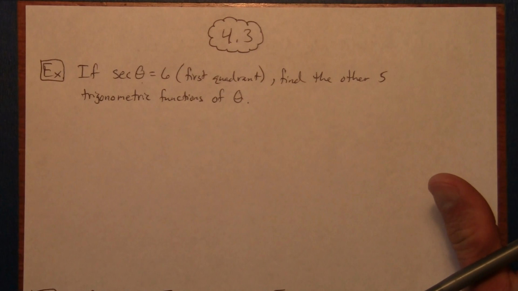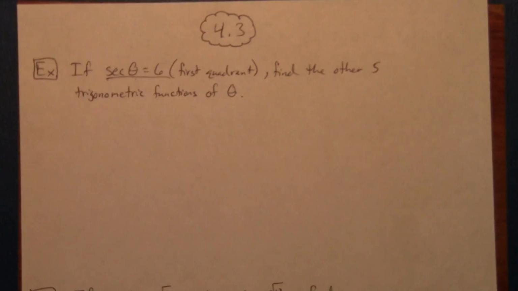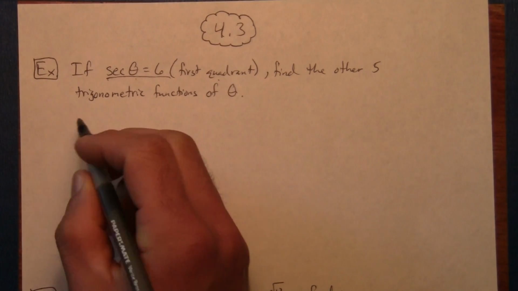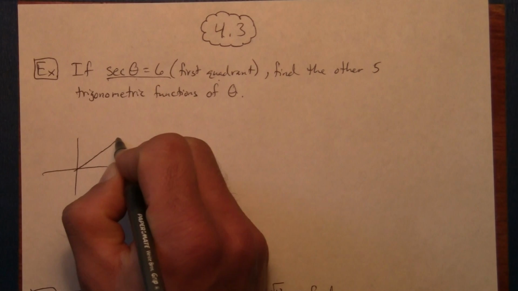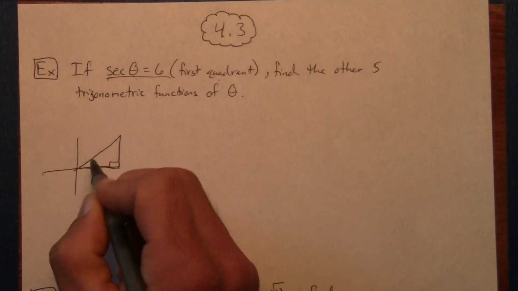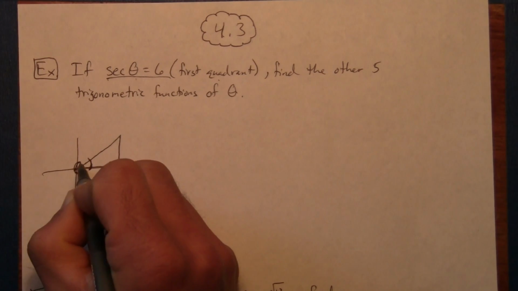Alright, so the first example, you are trying to find the other 5 trigonometric functions if the secant of theta is equal to 6. Now they are telling you that it's in the first quadrant. That's nice of them. That helps you out. When you draw your picture, make sure that you draw your triangle to make it look like it's in the first quadrant. Remember, you're always using the reference angle, which is right here, and that angle is the theta that we're looking for.